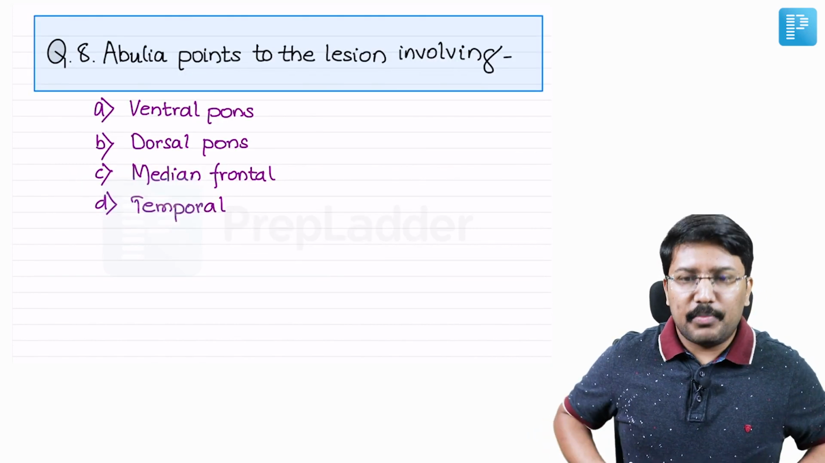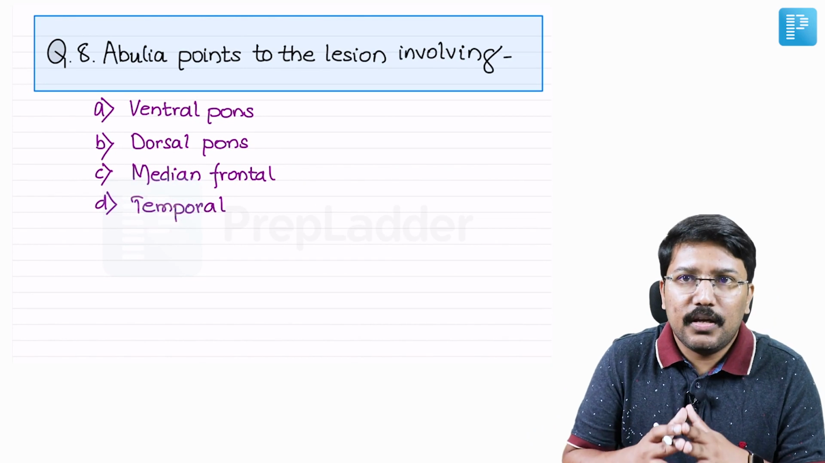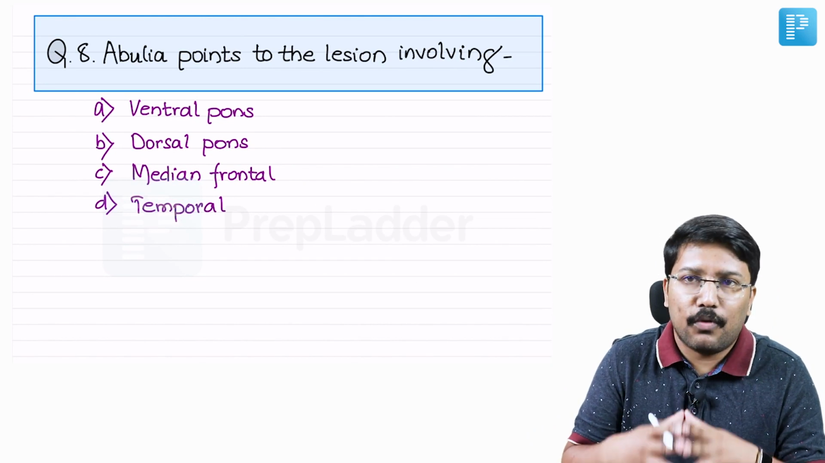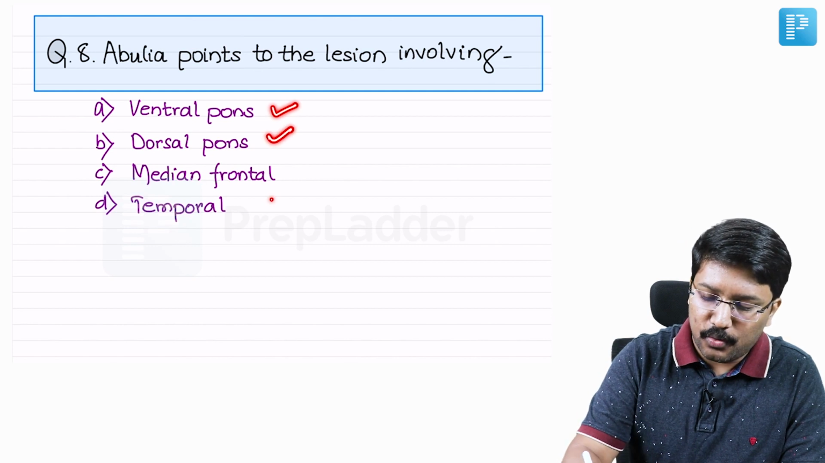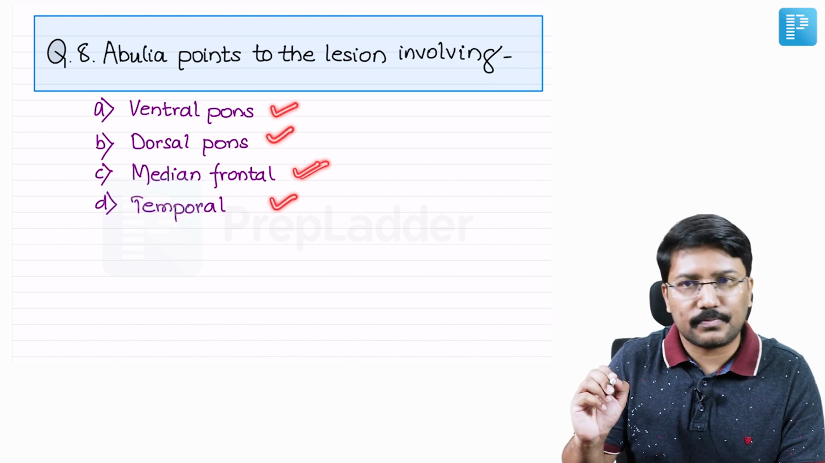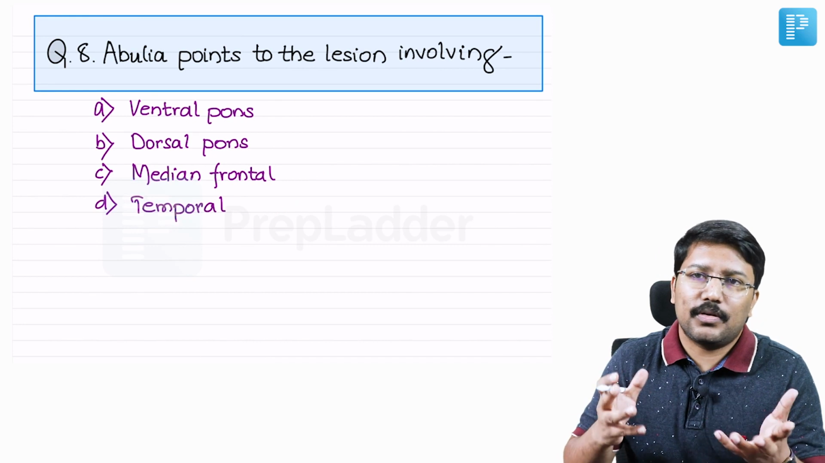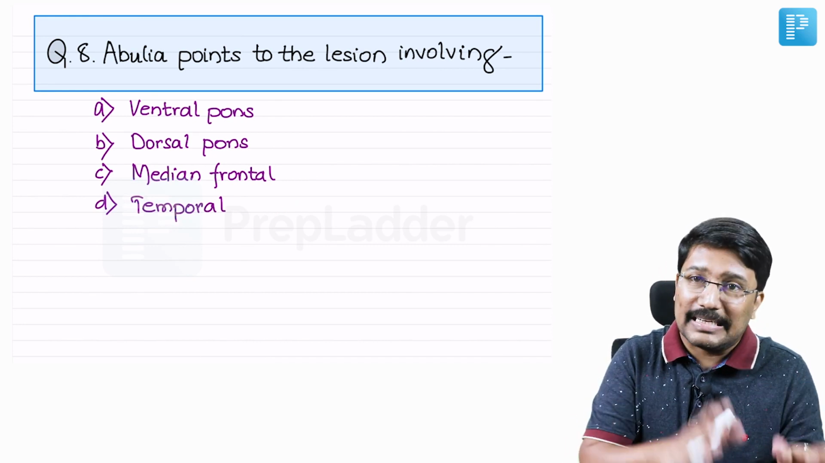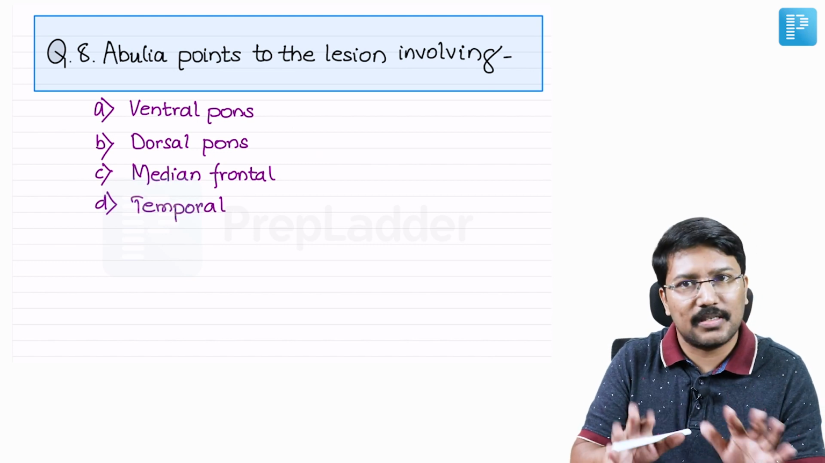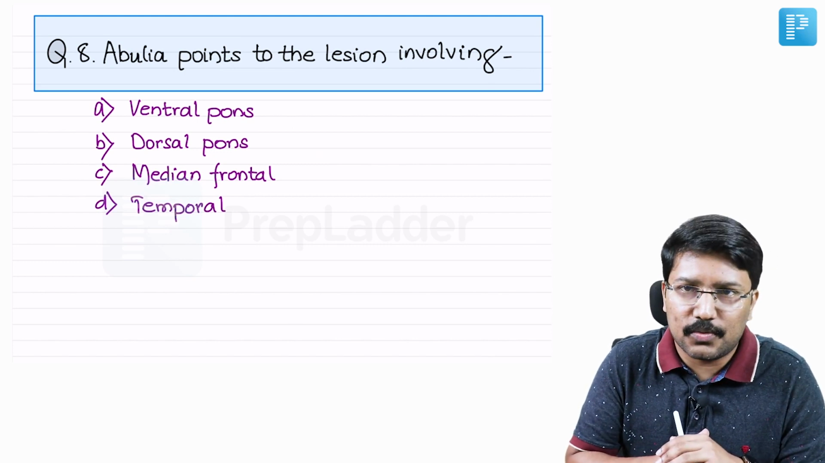Okay. Now let me take you to the next question. Abulia points to the lesion involving: ventral pons, dorsal pons, temporal lobe or medial frontal. This is also not an unexpected question. All these aphasias and abulias are well covered in Harrison volume 1 itself. So if you're just a Harrison follower, still you would have answered this question, right?